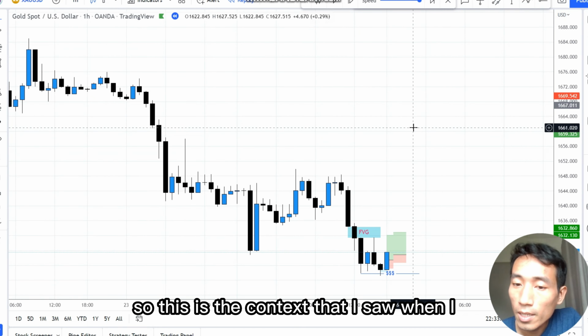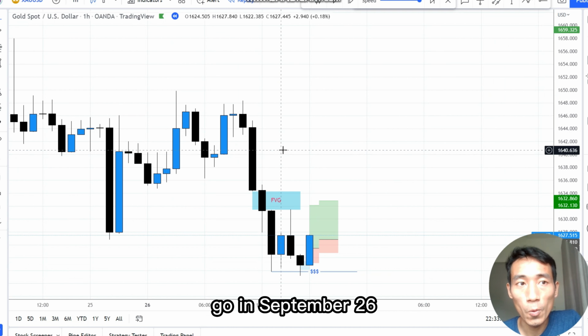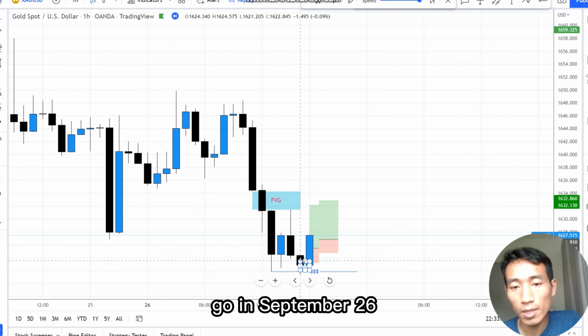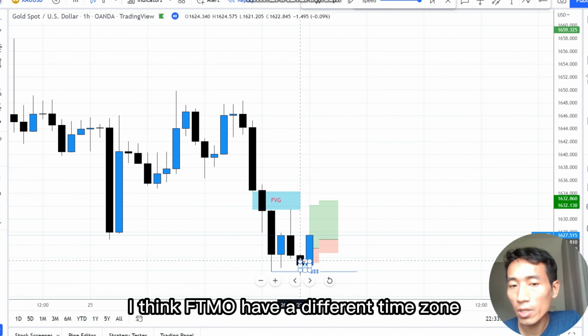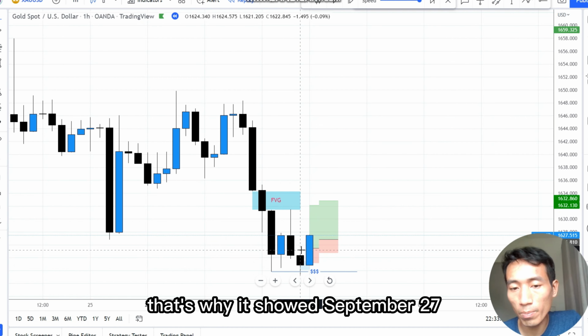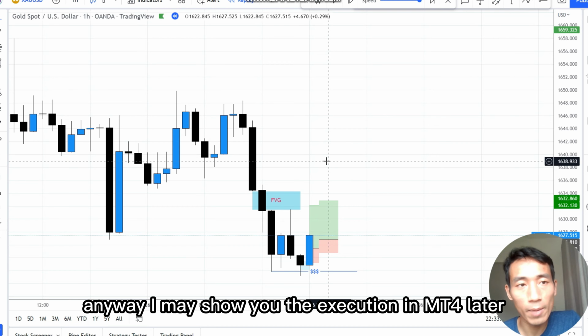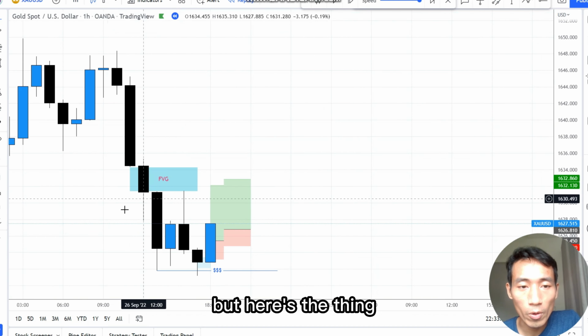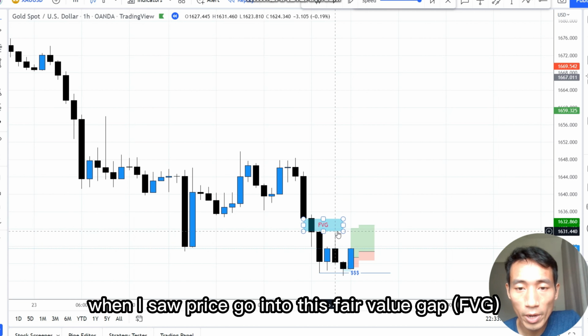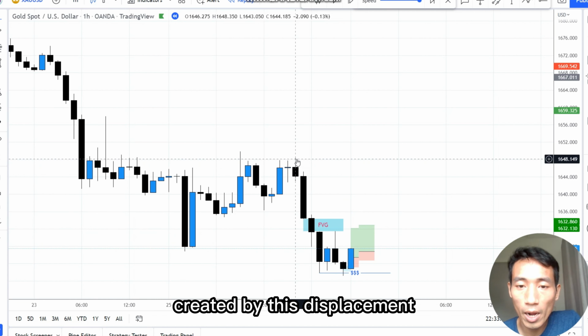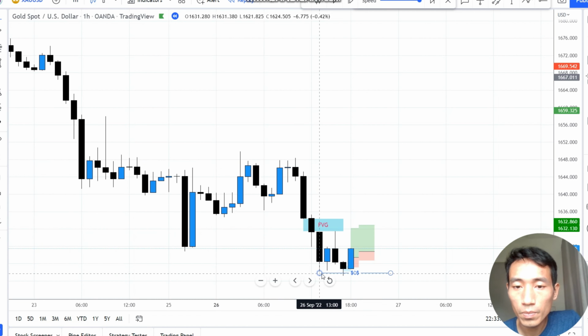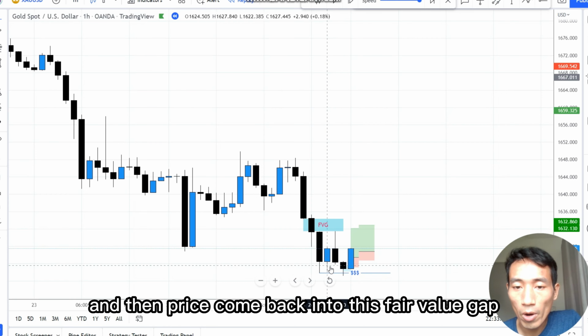So this is the context that I saw when I opened the chart of gold on September 26. I think FTMO has a different time zone. That's the reason why it shows September 27. Anyway, I may show you the execution in MT4 later. But here's the thing: I saw price go into this fair value gap created by this displacement, and then price came back into this fair value gap.